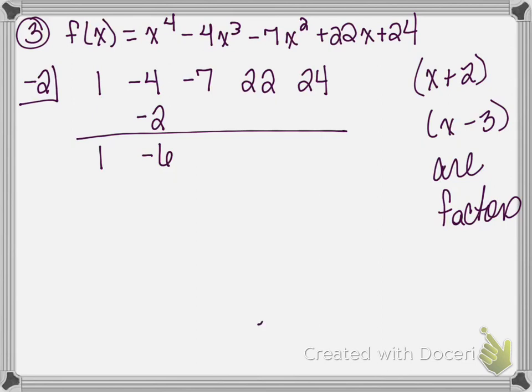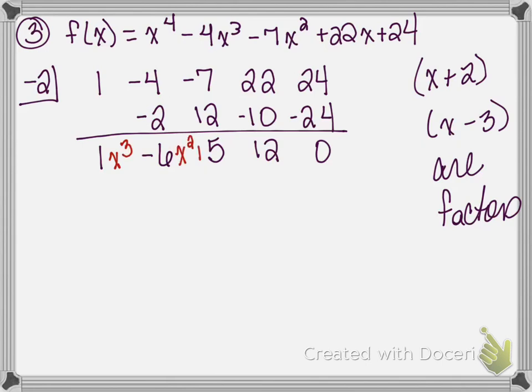Negative 2 times negative 6 is positive 12. Negative 7 plus 12 is positive 5. Negative 2 times 5 is negative 10. 22 minus 10 is 12. Negative 2 times 12 is negative 24. Okay, and so we get a 0 there, and that's what we want. We want that 0 there. So now I am left with x to the 3rd minus x squared plus 5x plus 12.